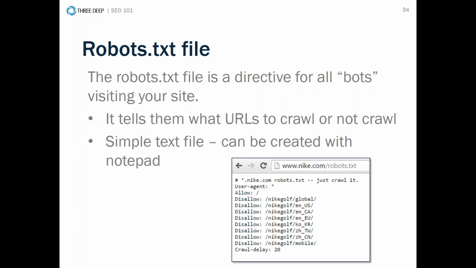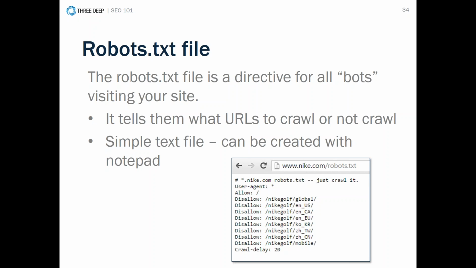So robots text file, what is it? This is what I was talking about earlier. This is the directive for all bots visiting your site, whether it's a search engine or another crawler that's out there crawling your site. It tells them what URLs to crawl or not crawl. For example, if you look at this Nike robots text file, I love it with that little Easter egg, just crawl it. I think that's kind of neat and on brand.